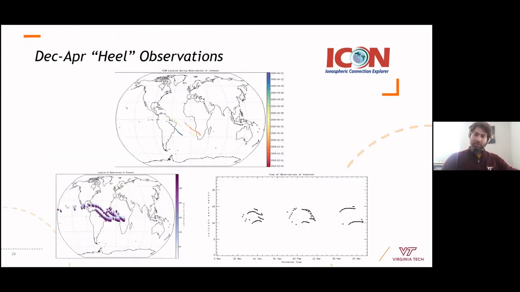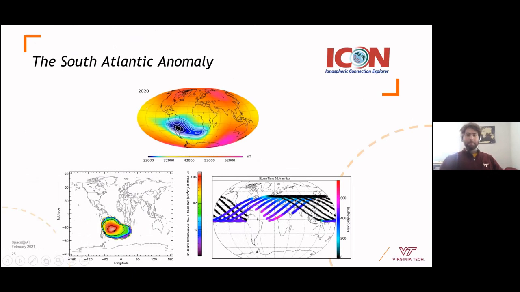So next we looked at where these observations were coming from. For December to April, I plotted the ICON location during all of these heel observations, and you can see that they're all kind of in the same spot on the globe. Now, if you work with any satellites, you may see where this is going, because there's something special about this region, and that is the South Atlantic Anomaly.